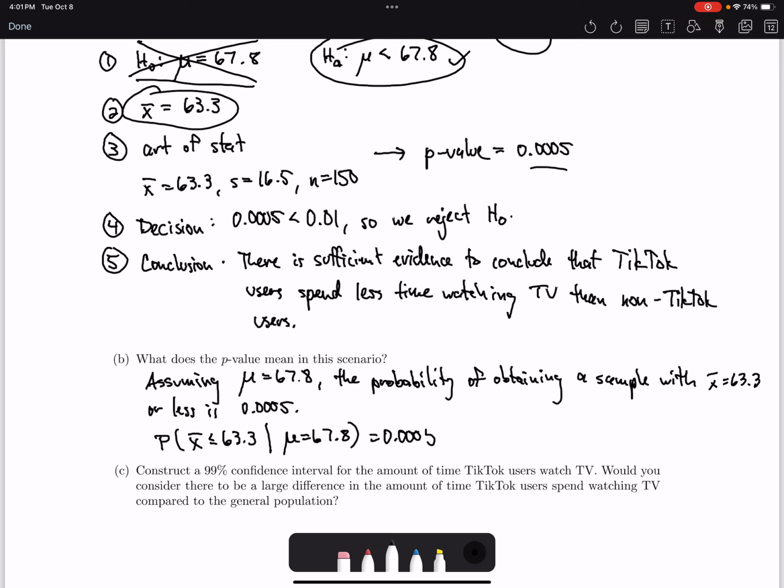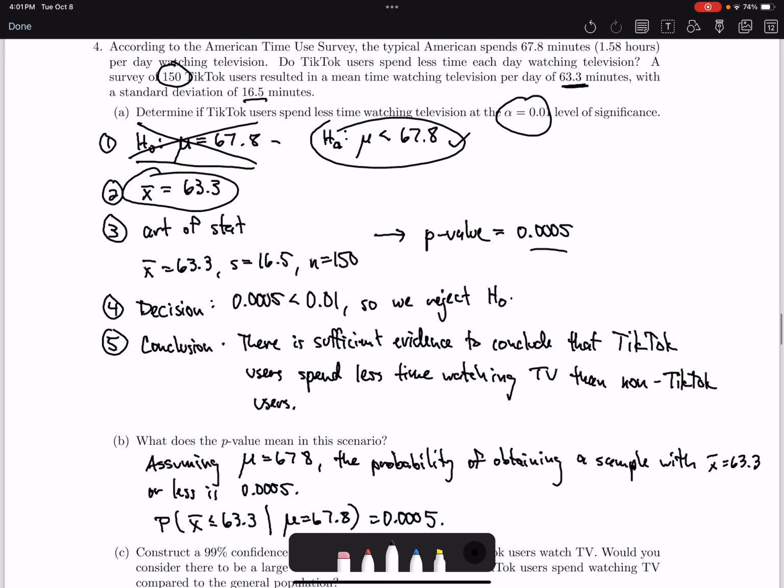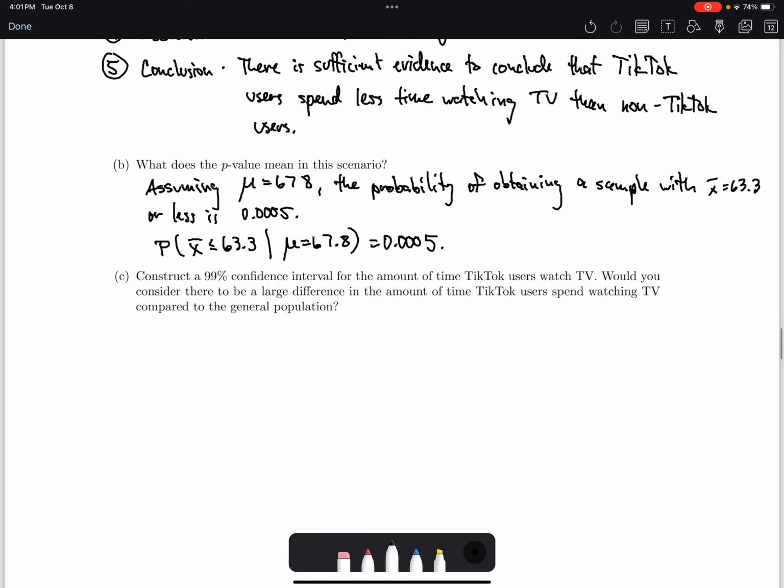That's not very likely, okay? What it tells us is that it's probably wrong to assume that mu equals 67.8, which is exactly why we rejected the null hypothesis up here, okay? Because if the mean really was 67.8, then we shouldn't be observing something so strange comparatively, right? And yet we did observe this. And therefore, that tells us that the mean is probably not 67.8. We reject that assumption. Okay.